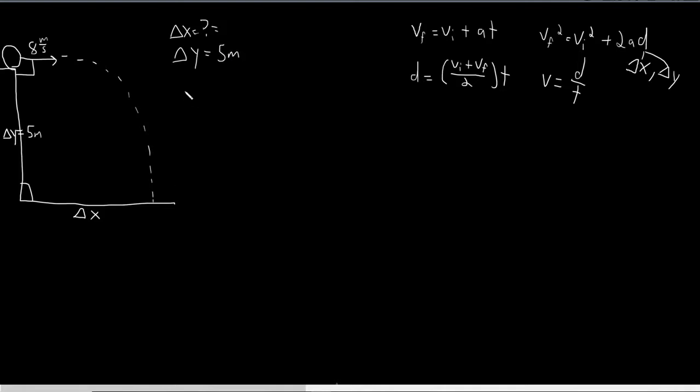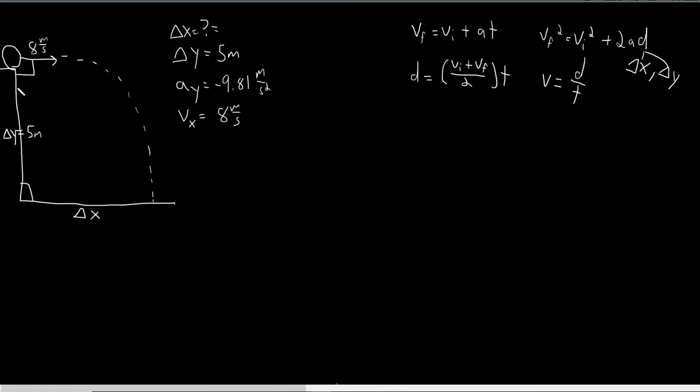So on Earth, I always know what acceleration due to gravity is. In this case, gravity is going to affect motion in the y direction, and that is negative 9.81 meters per second squared. I also know the starting velocity. So if this 8 meters per second is straight out in the x direction, that's going to be my velocity in the x direction. It's 8 meters per second.